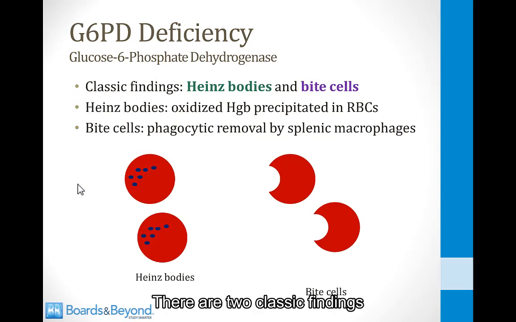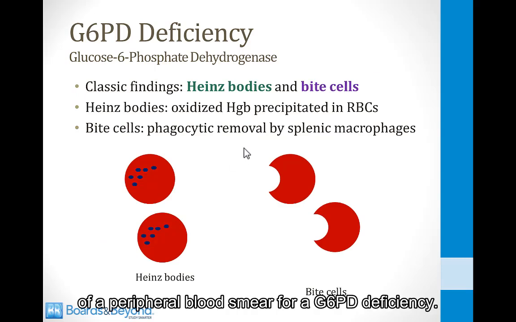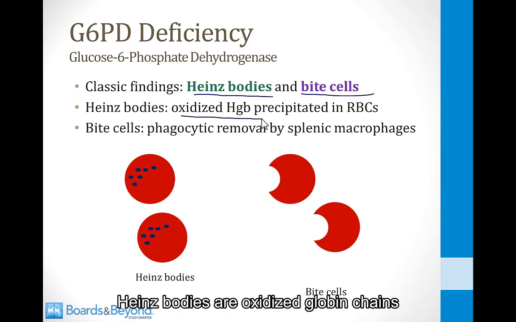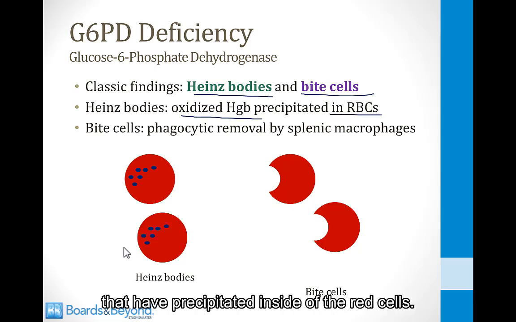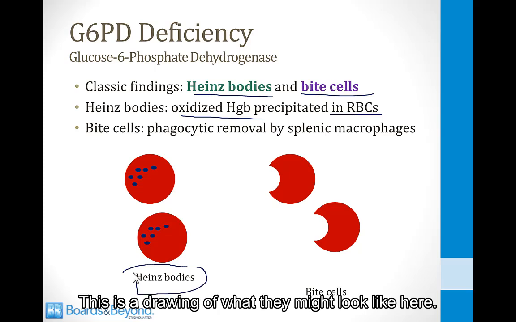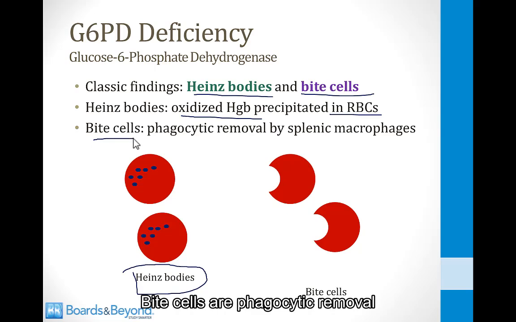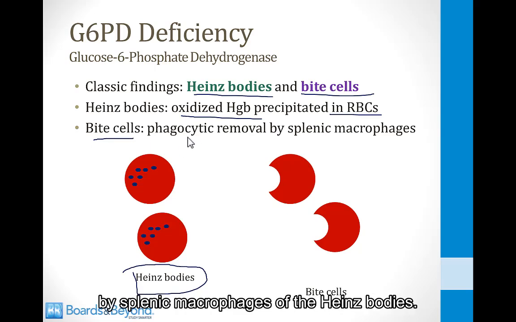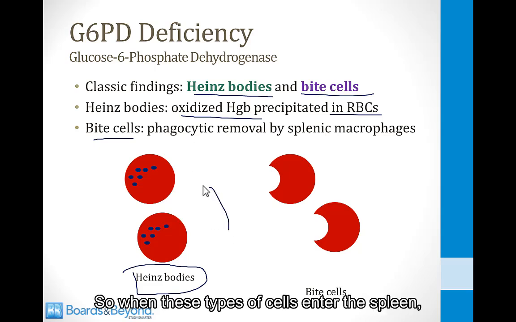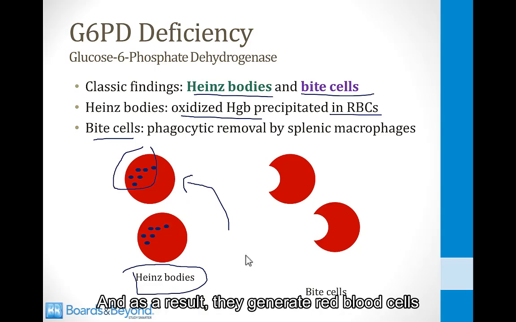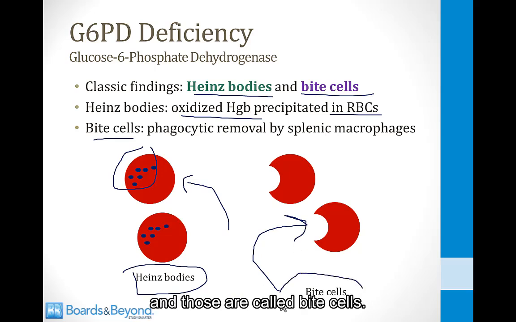There are two classic findings on a peripheral blood smear for G6PD deficiency. The first one is called Heinz bodies, and the second one is called bite cells. Heinz bodies are oxidized globin chains that have precipitated inside of the red cells. This is a drawing of what they might look like here. You can find actual smears online of what they look like. Bite cells are phagocytic removal by splenic macrophages of the Heinz bodies. So when these type of cells enter the spleen, the macrophages try to eat the Heinz bodies, and as a result, they generate red blood cells that have a bite taken out of them, and those are called bite cells.